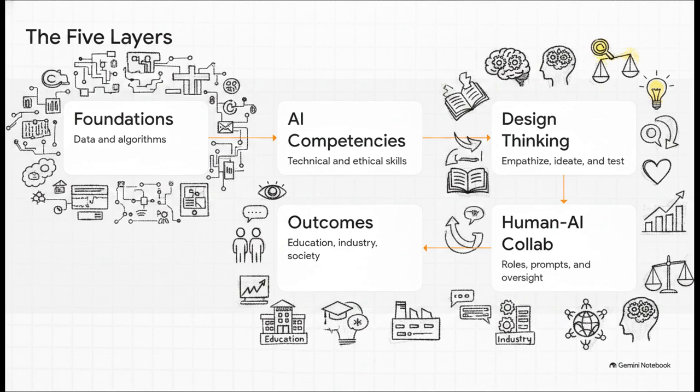We're talking raw data, algorithms, and computational models. Then Layer 2 is the AI literacy competencies you need to actually understand that foundation. Moving up to Layer 3, this is where we integrate design thinking methods, bringing things like human empathy and prototyping into the mix. Layer 4 is the actual human-AI collaboration, the prompting, the oversight, the back-and-forth dialogue. And finally, Layer 5 is the outcomes and application. That's the real-world impact across education, industry, and society as a whole.